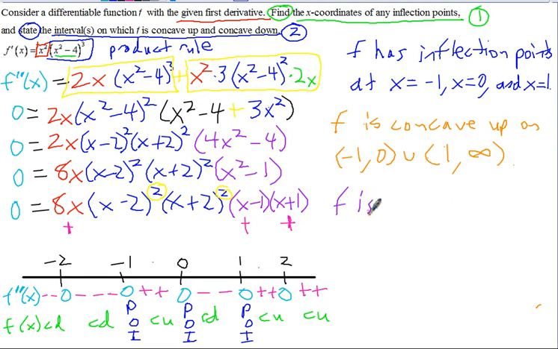f is concave down on -infinity to -1. And you could stop at -2, but since it's 0, you don't have to. You can go all the way to -1. Union also from 0 to 1.